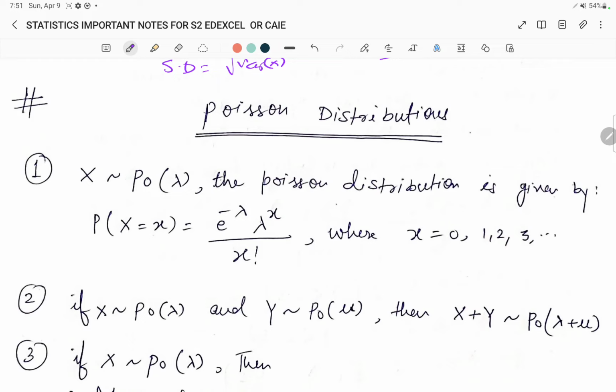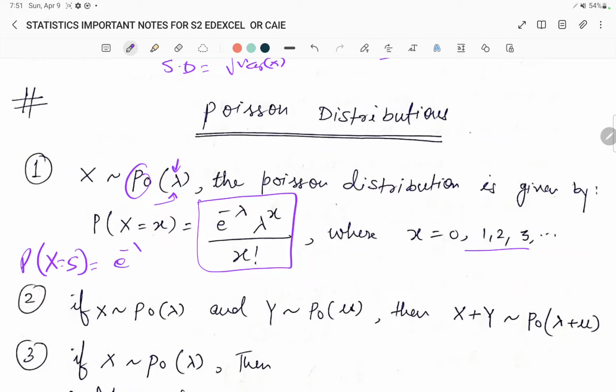In this Poisson distribution, the notation is Po and then lambda. This is very important here, and it is actually the mean. The Poisson distribution is given by P(X = x) = e^(-lambda) lambda^x over x factorial, and x can be 0, 1, 2, 3, 4, 5. For example, if you need to find P(X = 5), then you will write e^(-lambda) lambda^5 over 5 factorial. Lambda will be given to you.